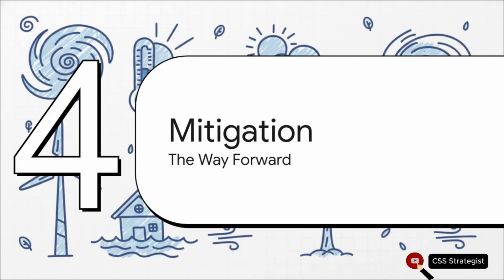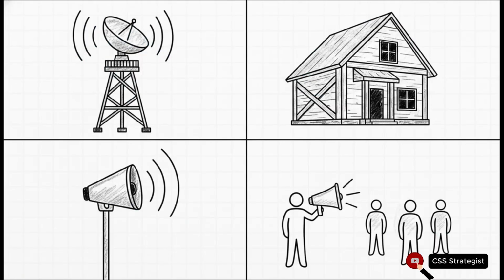Finally, part 6, mitigation, the way forward. So what do we do about it? Well, practical structural engineering and forward-thinking planning can actually save lives. Effective disaster risk reduction requires a massive, multi-pronged approach.